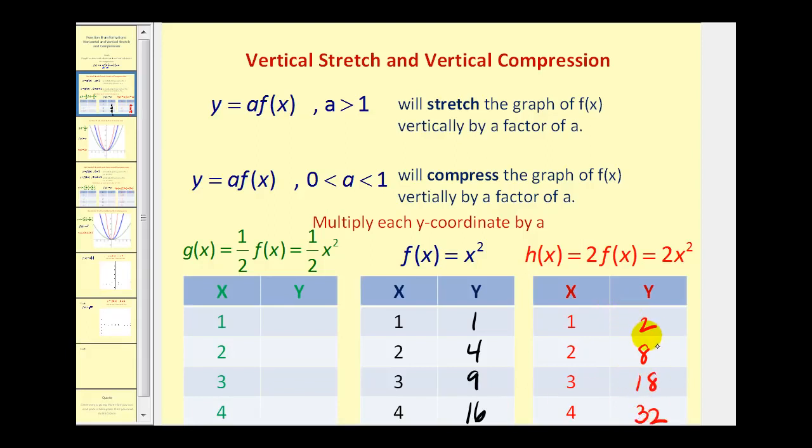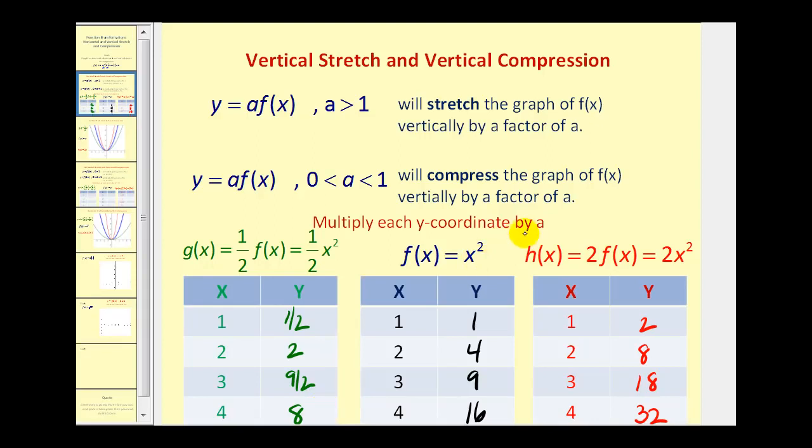And this would be a vertical stretch because notice for the same x coordinates, these y coordinates are much larger, and therefore stretching it vertically. Now if we take a look at 1/2 times f(x), or 1/2 x squared, we can just multiply 1/2 times these y values. So we'd have 1/2 times 1, 1/2 times 4, 1/2 times 9, and 1/2 times 16. And notice for the same x values, these y values are less and therefore would compress the graph vertically.